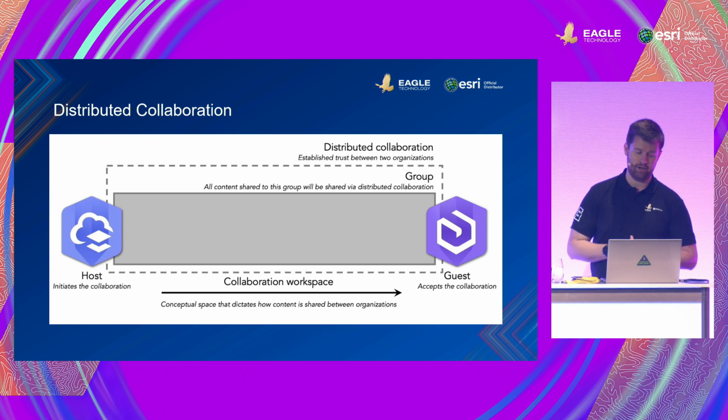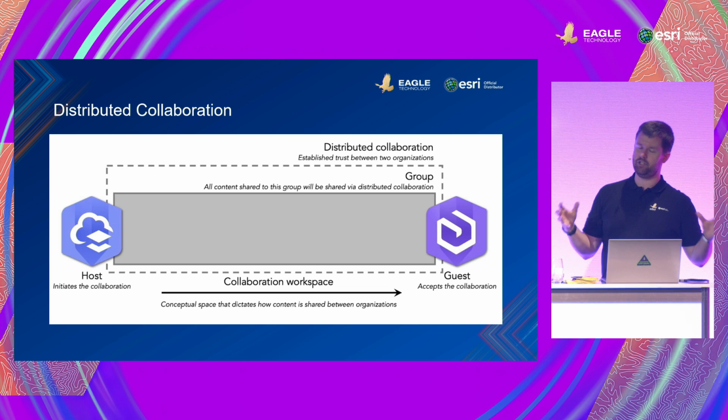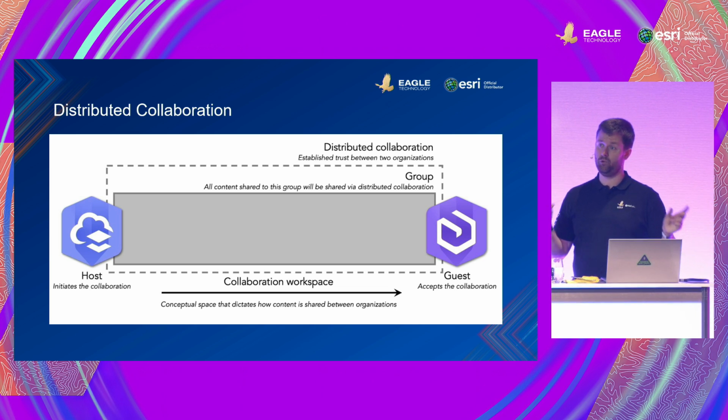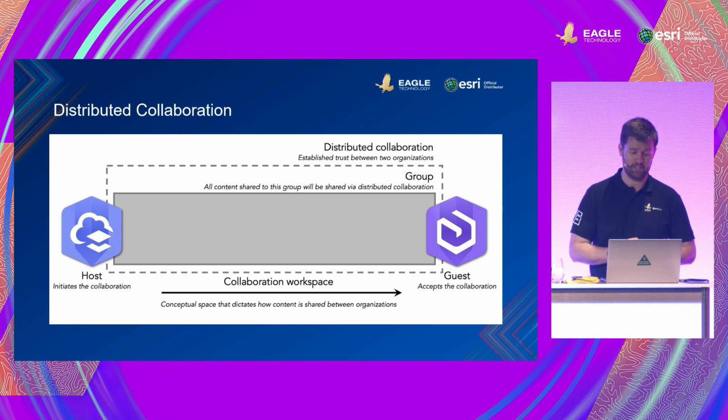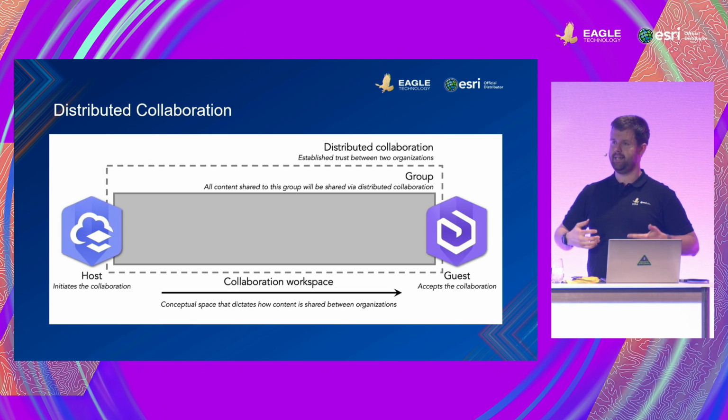Compared to partner collaboration, you see the same pieces of the puzzle there. So you've got group, you've got items, the collaboration workspace. It's just you've got different source and target portals available as options, introducing enterprise into the mix. But once again, just re-emphasising it's that established level of trust to share content from one org to the other.